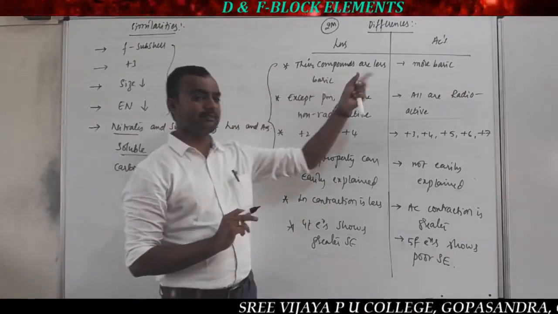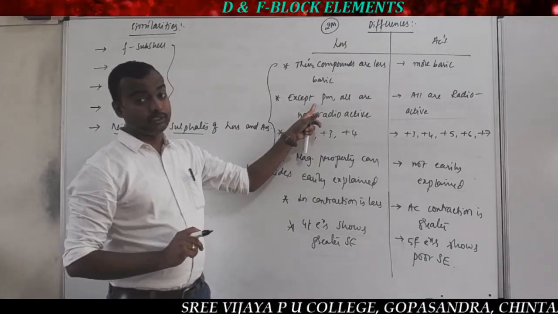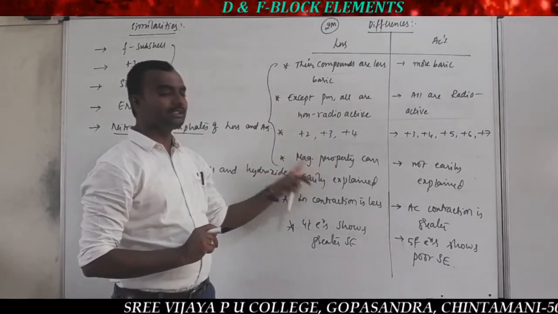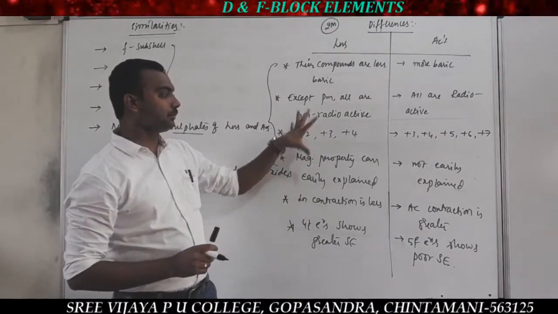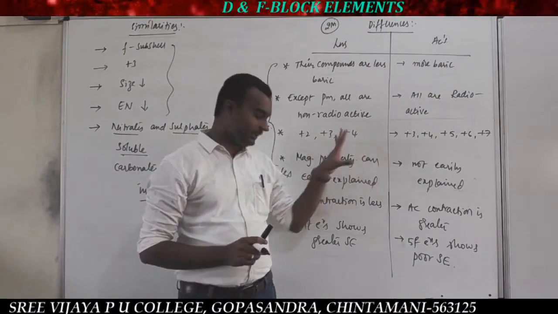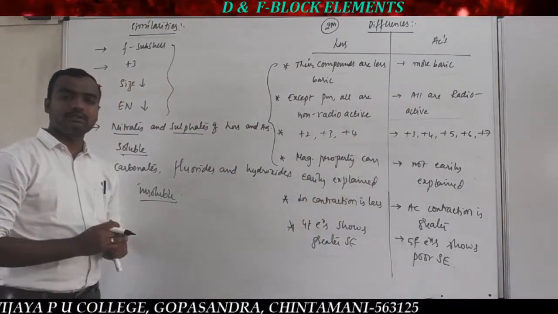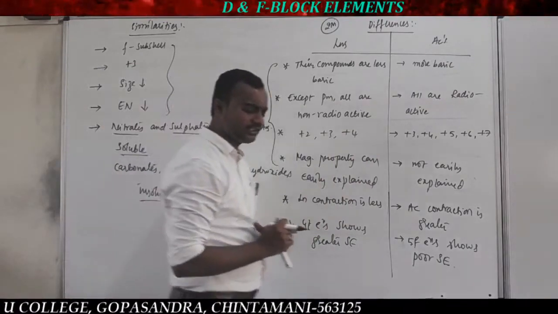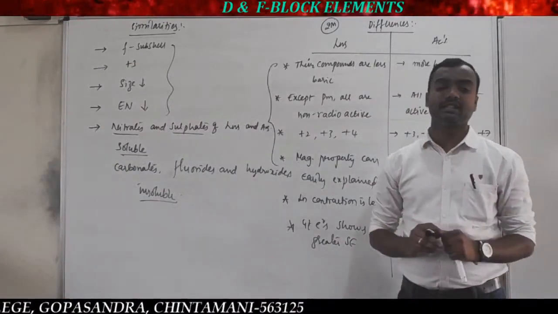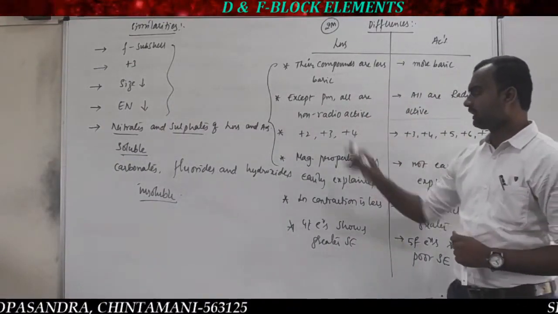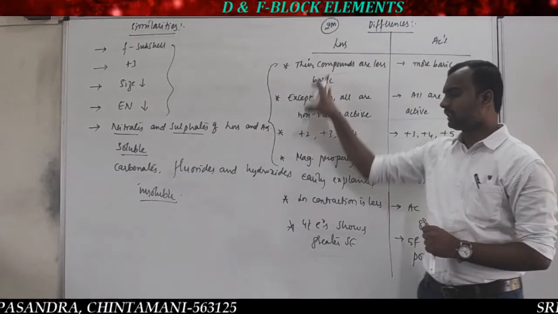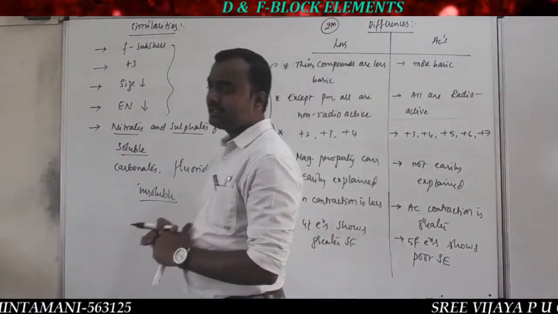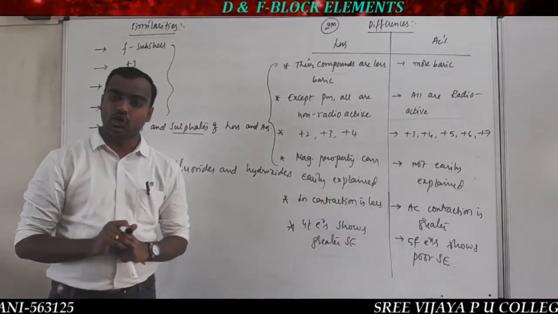So these are some important differences. Especially in competitive exams, try to write 4 differences: whether compounds are less basic or more basic, radioactive nature, oxidation states and magnetic property. That's very important, so try to write these differences. Only 2 differences are asked: write any 2 differences between lanthanides and actinides. Write whichever of the 4 is convenient for you. So that's about the similarities and also the differences between lanthanides and actinides.